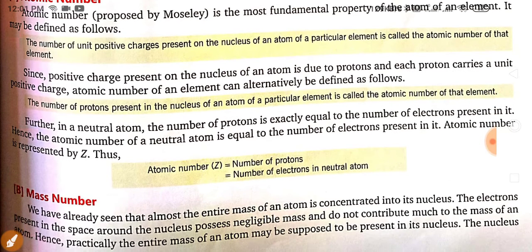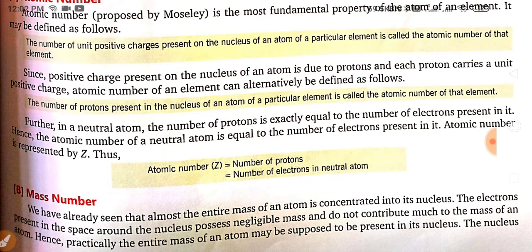Since the positive charge present on the nucleus of an atom is due to protons and each proton carries a unit positive charge, the atomic number of an element can alternatively be defined as follows. The number of protons present in the nucleus of an atom of a particular element is called the atomic number of that element. Further, in a neutral atom, the number of protons is exactly equal to the number of electrons present in it. Hence, the atomic number of a neutral atom is equal to the number of electrons present in it. So, the number of protons is equal to the number of electrons.